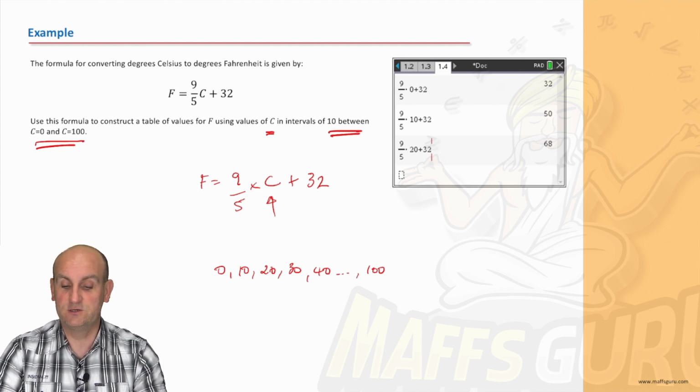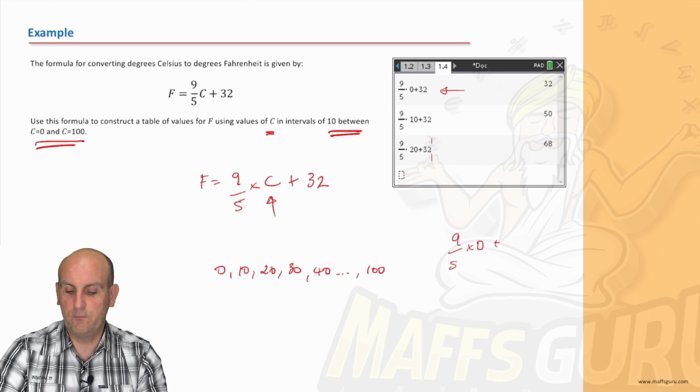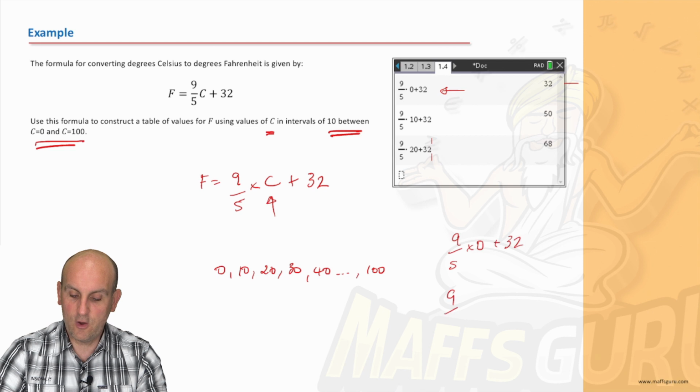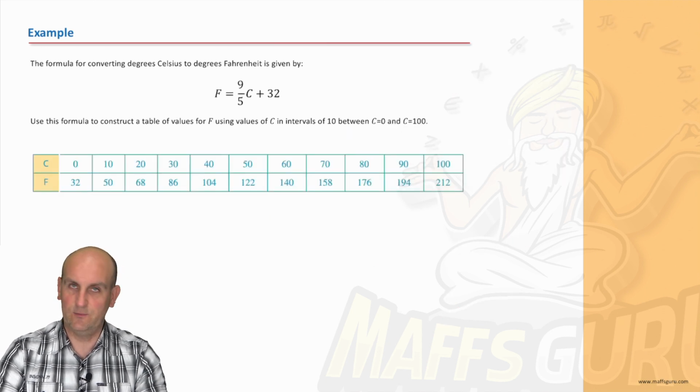We can do that, absolutely. If you can see here on my screen, I've got an example where we put each of those individual values in. We've got 9 on 5 times 0 plus 32, which gave me the value of 32. Then I've done 9 on 5 times 10 plus 32. Where did I get the 10 from? These are the values that my C is going to take. I could sit there and do all of those, but there's got to be an easier way. Yes, of course there is an easier way.